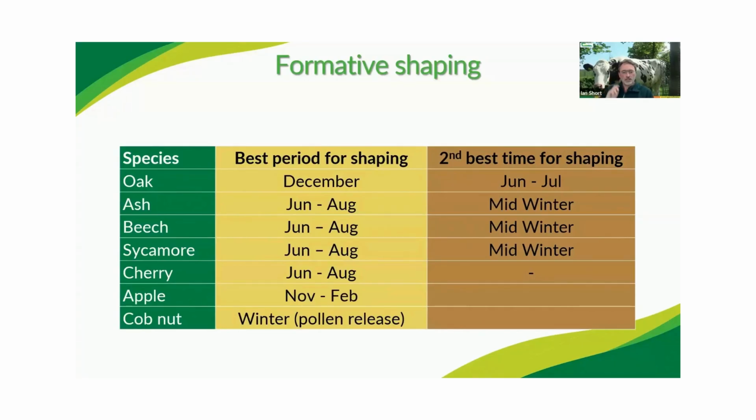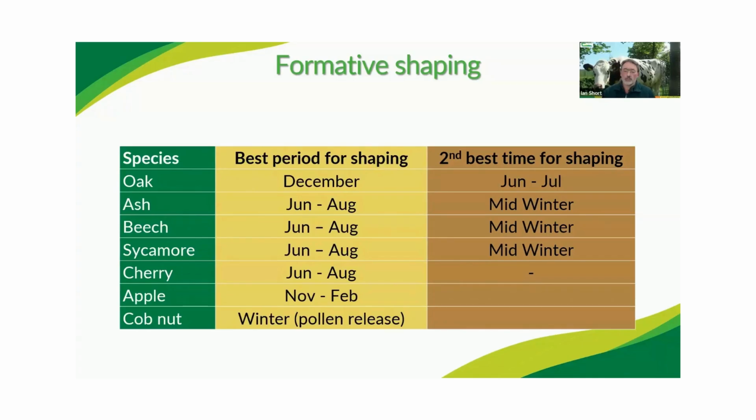So the best times to do this, depending on species, will tend to be either in the winter or in the summer. So for oak, best time would be in December. Second best time is in kind of June, July time. But for ash, beech, sycamore, and cherry, the best time is in the summer, between kind of June and August. And the second best time would be in midwinter. Now for cherry it is very important: cherry is only ever done in the summer.